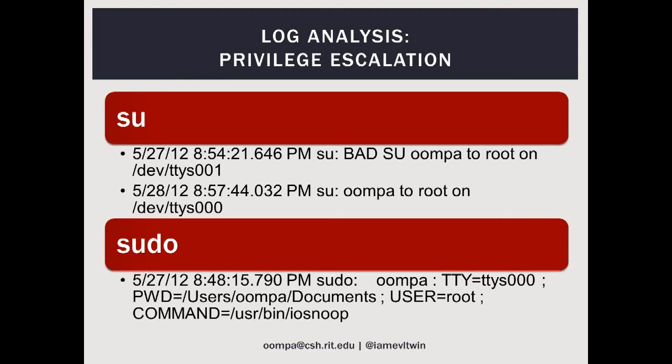this is by command itself, so it stores the information in a slightly different format. We see the user that it originated as, terminal window, the present working directory. We can see that they were in the documents directory when they executed this command. We can see whom they executed it as, and here it's root, as well as the actual command that was executed. In this case, it's iosnoop, which is a dtrace script. Nothing malicious in this case.